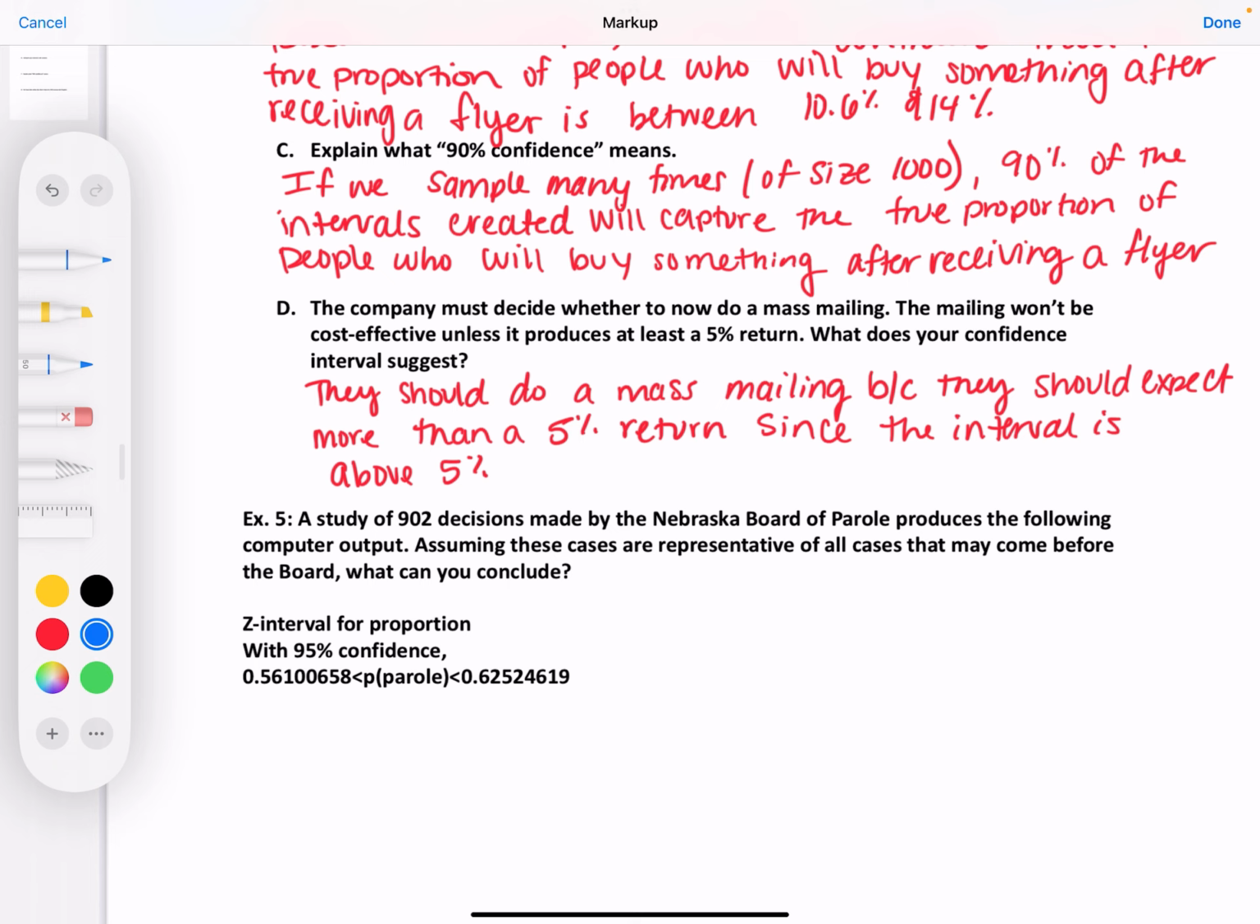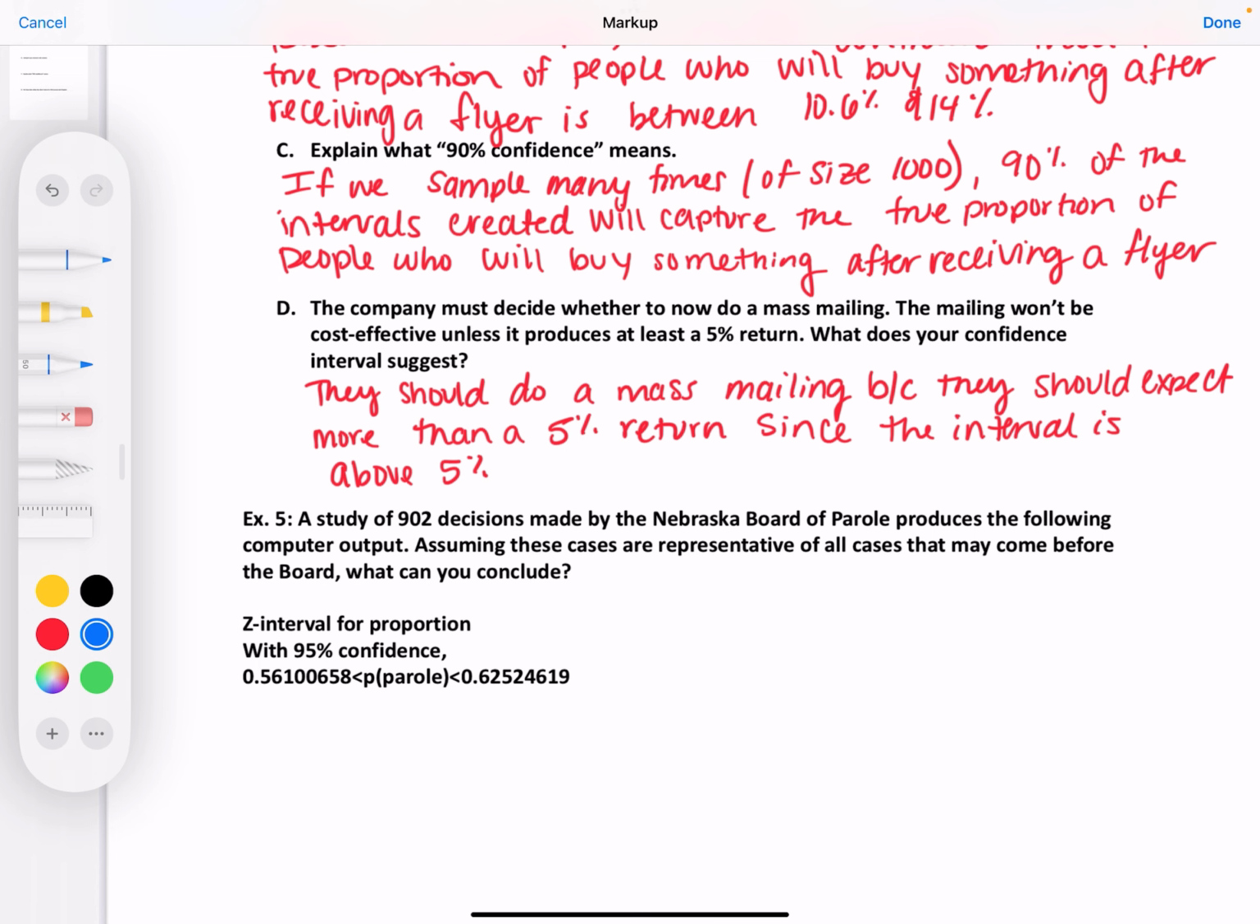So it has the z-interval for proportion with 95% confidence, gives us out this interval. This is just how it would look instead of coming out of the calculator, if it came out of a computer program, because you can do all this stuff in Excel. Well, I don't know how, but you can. I'm really bad at Excel.